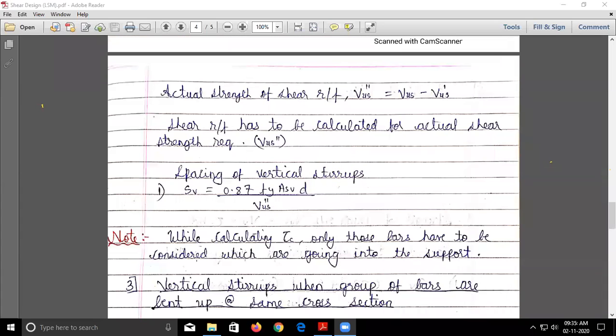So now remember, ये मैंने पहले भी बताया था, while calculating tau c, only those bars have to be considered which are going into the support.